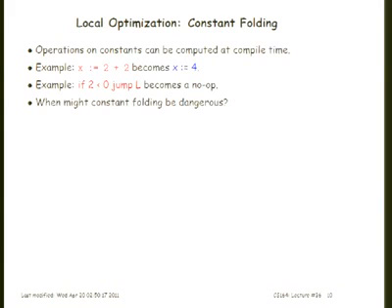Another local optimization is constant folding. Now, this refers to computing the value of constant expressions. It's really, I guess, a form of algebraic manipulation, in effect, but it becomes kind of useful. So x gets 2 plus 2.